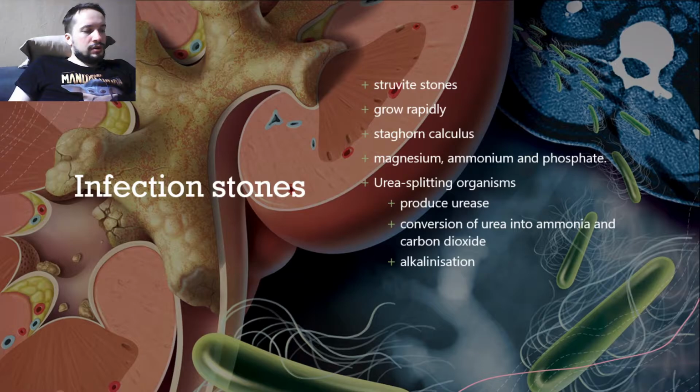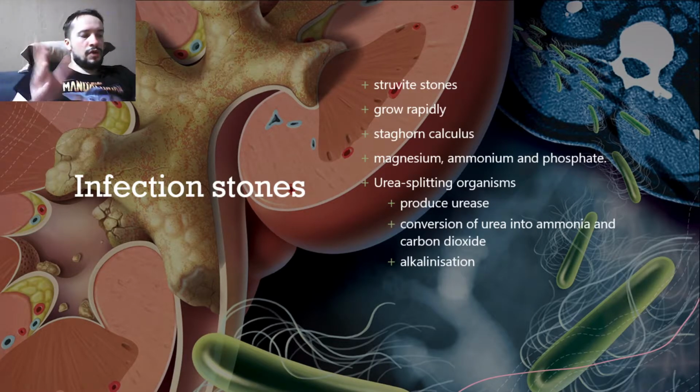Infection stones, another name for this disease is Struvite stones. Struvite stones account for 1-8% of all stones. These stones can grow rapidly and commonly present as a staghorn calculus. Staghorn calculus you can see in the picture. They contain magnesium, ammonium, and phosphate.